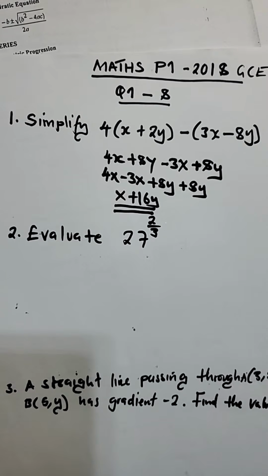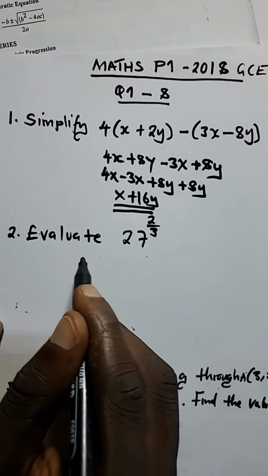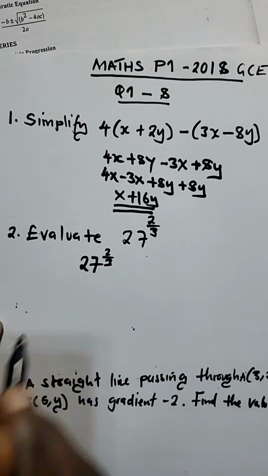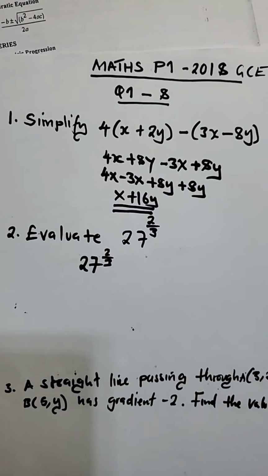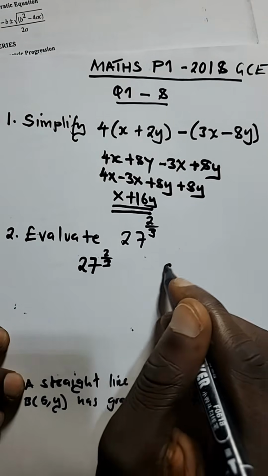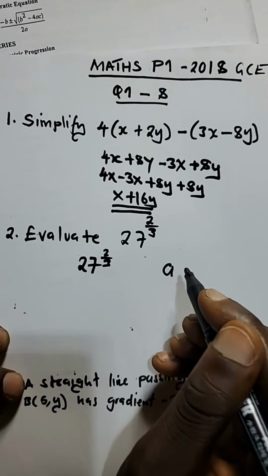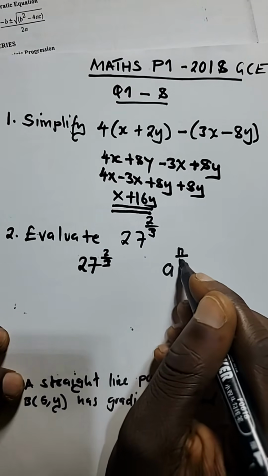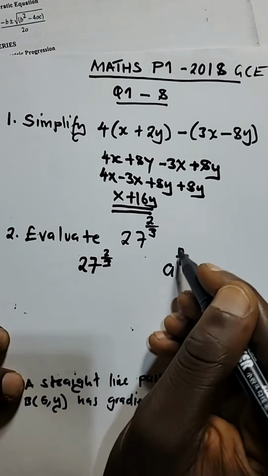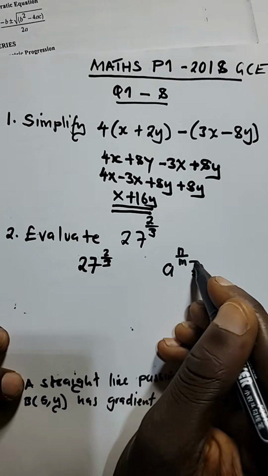Question 2 of this paper is saying evaluate 27 to the power 2 over 3. This is under indices. One of the laws of indices states that when you have something like a to the power n over m, or m over n is fine, since the power is a fraction here, the denominator becomes the root.